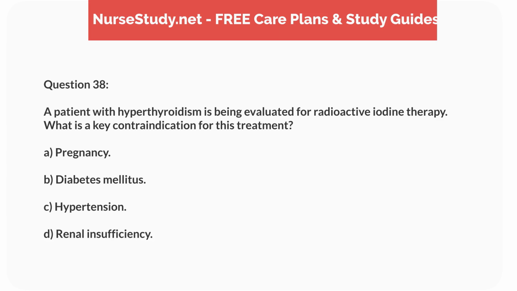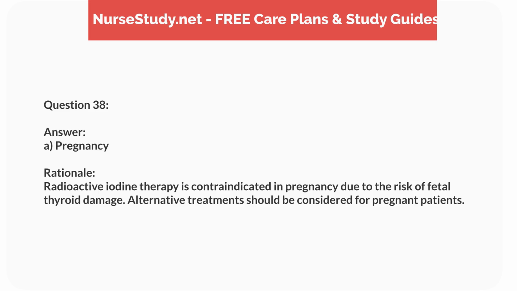Question 38. A patient with hyperthyroidism is being evaluated for radioactive iodine therapy. What is a key contraindication for this treatment? A. Pregnancy. B. Diabetes mellitus. C. Hypertension. D. Renal insufficiency. Answer. A. Pregnancy. Rationale. Radioactive iodine therapy is contraindicated in pregnancy due to the risk of fetal thyroid damage. Alternative treatments should be considered for pregnant patients.